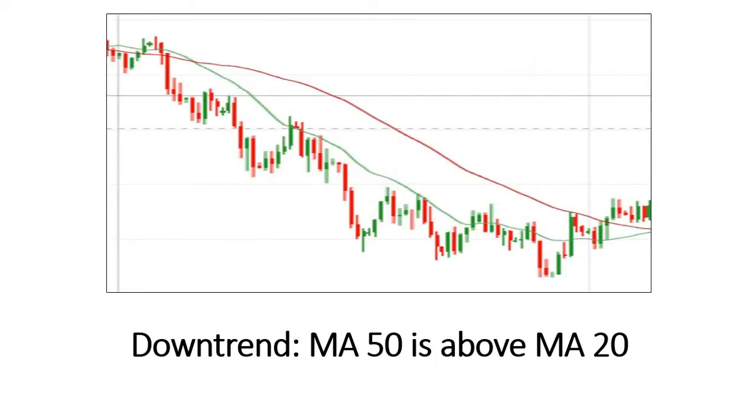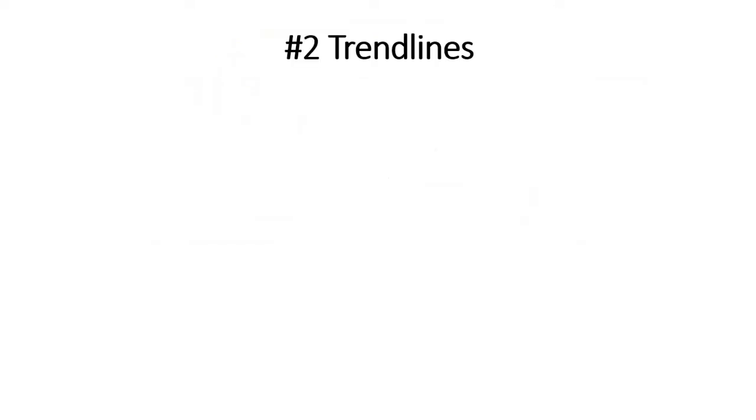If the 50-day moving average, however, is above the 20-day, then the Forex pair is in a downtrend, as you can see on this chart. As you can see here, the cross of the 2 moving averages can signal a new trend, in this case, a downtrend. Alright, so tip number 2 is trend lines.